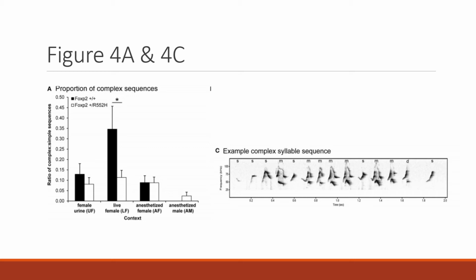So here was the ratio of the complex to the simple sequences, and here are the different environmental stimuli. They had a sample of female urine stimulus, and then the males being introduced to a live female, or an anesthetized female, or an anesthetized male. And here we can clearly see that the live female gave the most stimulus for the foxp2 gene, or the ratio of complex to simple sequences.